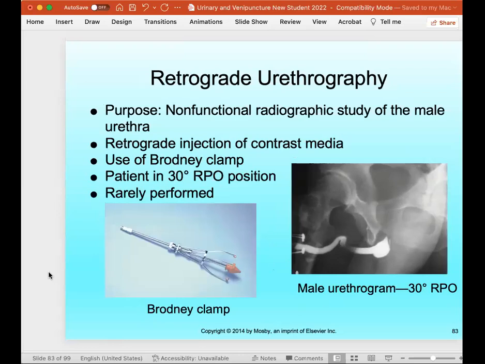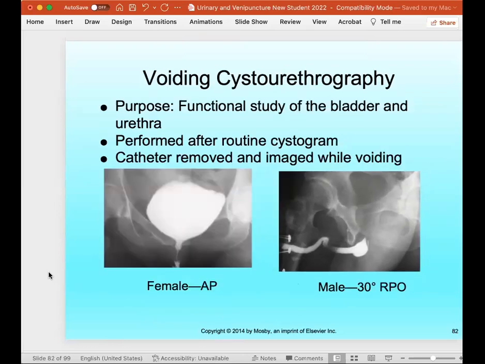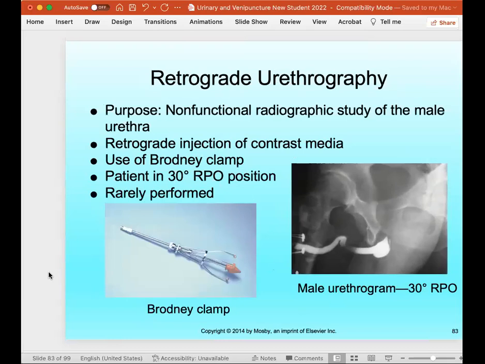Then we have a retrograde urethrogram, which we call, in short, RUGs, R-U-G. And this is an exam only for males, okay? And this is only to view the urethra.